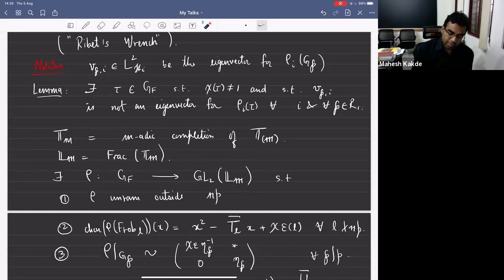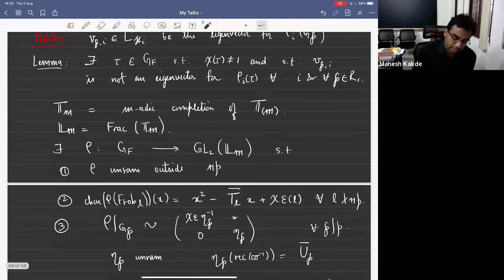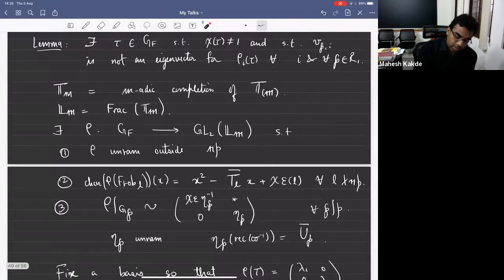So there it's kind of easy, but we need this extra condition, as you will see later on why. Now I'll tell you what it implies exactly. But let's say that we can choose such a tau. And then because I want to find eigenvalues using some limiting process, I have to take the lambda-adic completion of my T sub bracket M. So I'll call this T sub M.